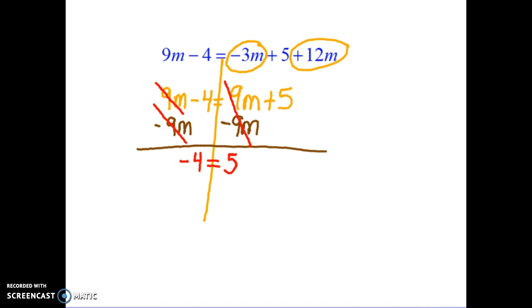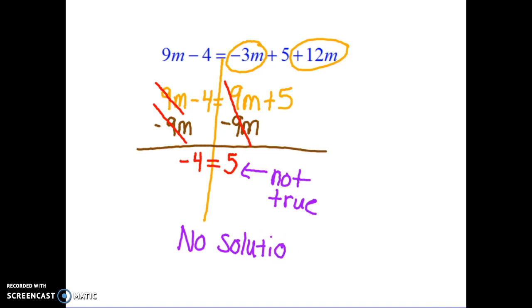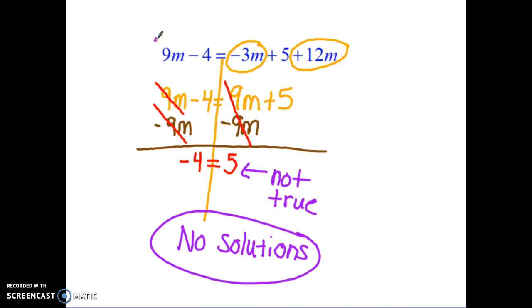Unlike the last one, my statement that I'm left with is not true. I hope everyone agrees that negative 4 does not equal 5. Since that is not true, that means that we have no solutions. Meaning there's no number I can plug in for x that is going to ultimately make this equation true that we started with up here.